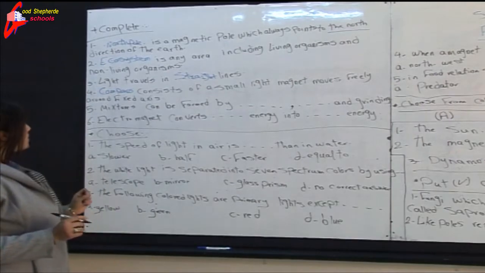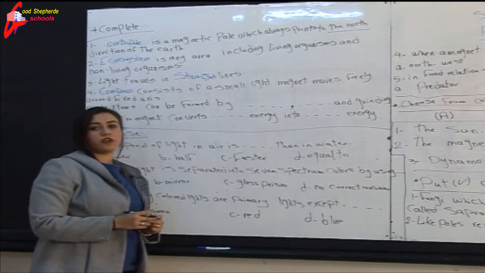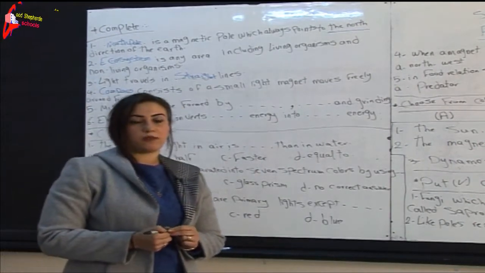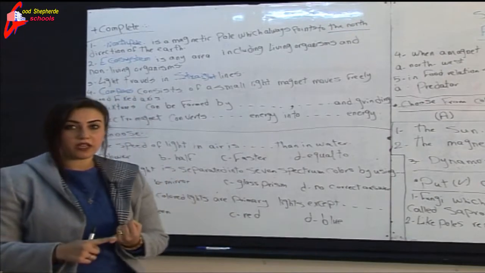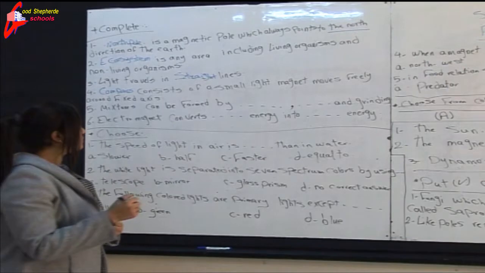Number five, mixture can be formed by blank and grinding. Formation of mixture can be done by three ways. Number one, shaking, number two, stirring, and the last one, grinding.